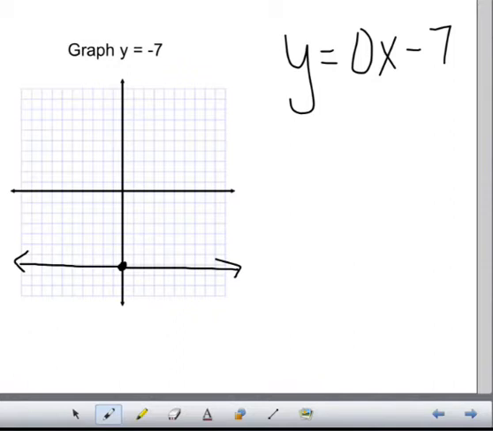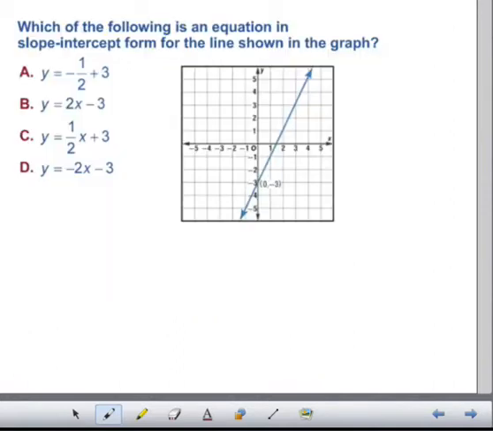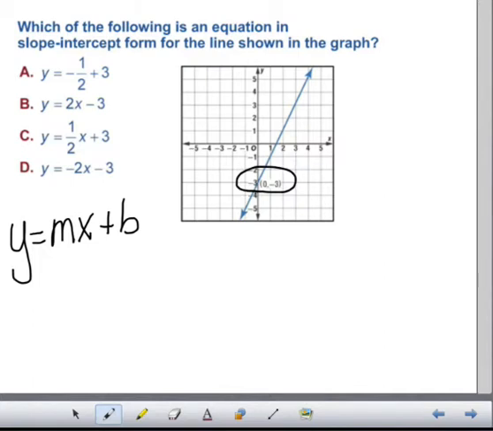Look at this one. What if I gave you the line, like on this graph, and I asked you to find which equation is in slope-intercept form? Well, I know my slope-intercept form is y equals mx plus b. My y-intercept is what? Right there, and that is negative 3. So I know that's going to be y equals mx minus 3, because that's my b, my y-intercept, where it crosses my y-axis. Now I have to figure out my slope.